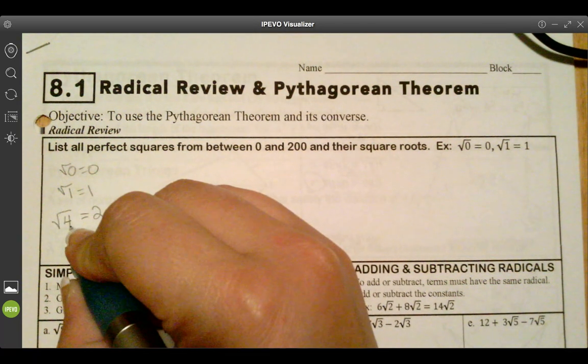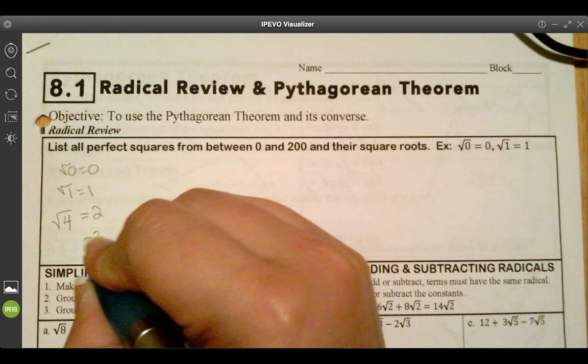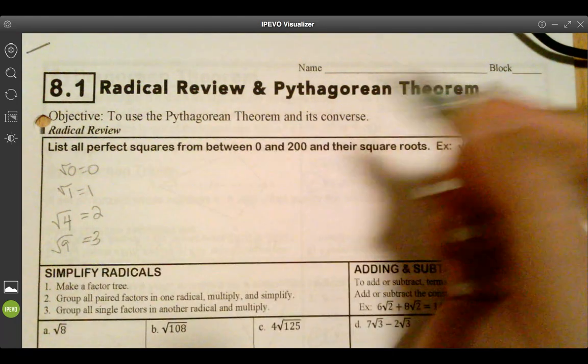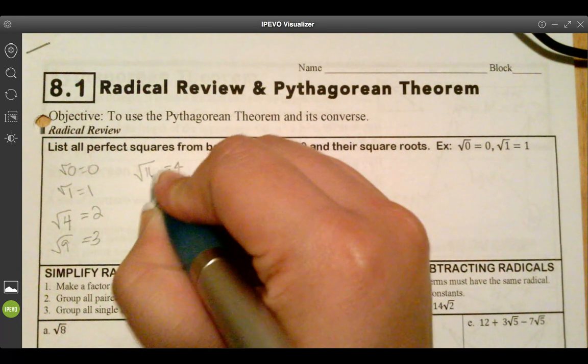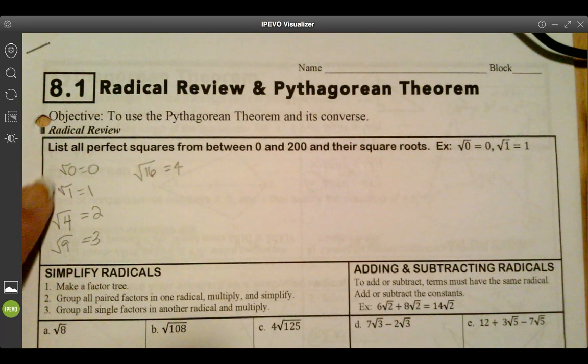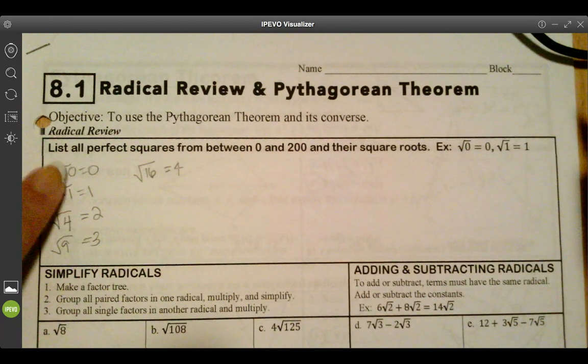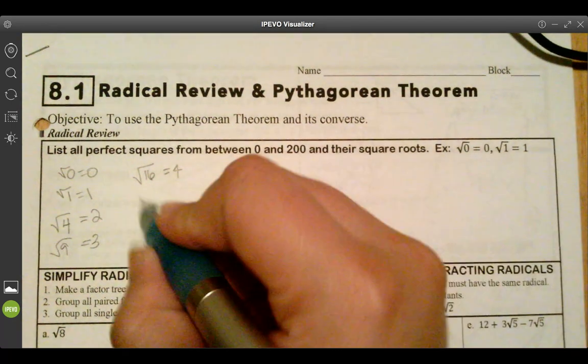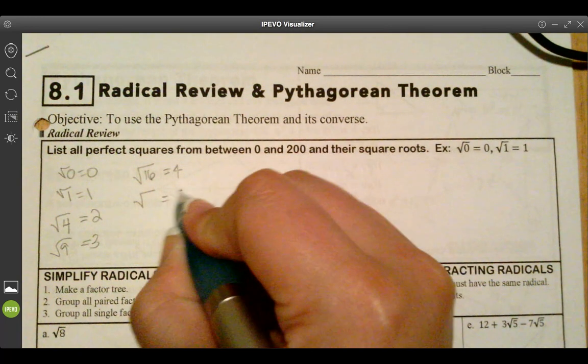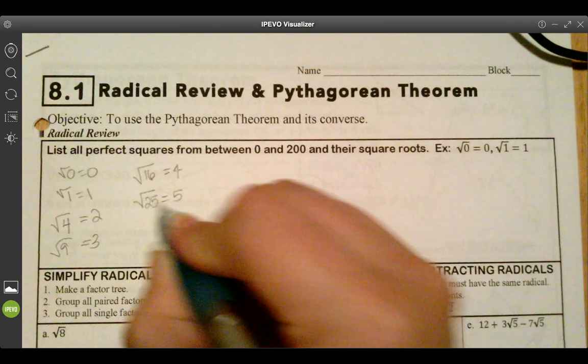So we have the square root of 4. The next one will give us 3 as the answer, and that is the square root of 9. To get 4 as the answer, we get the square root of 16. All of these numbers inside of the radicals are what we call perfect squares: 0, 1, 4, 9, 16. The next perfect square should give us 5, and that's 25.